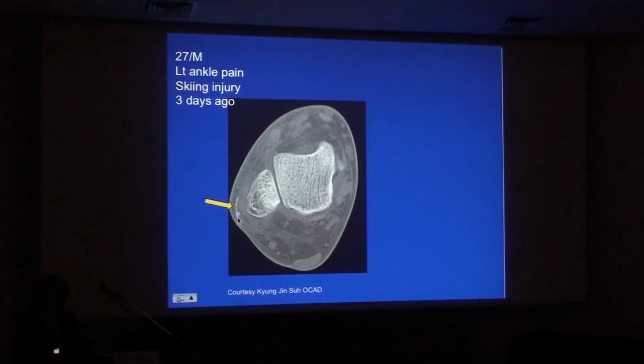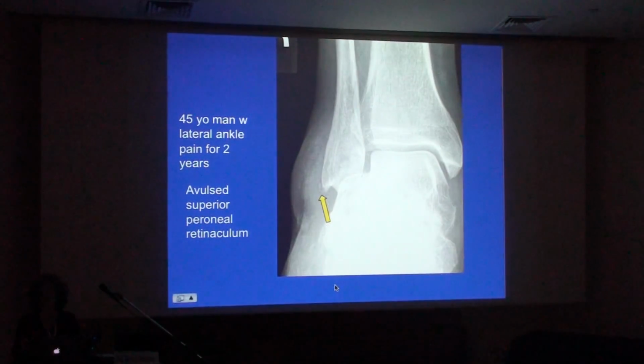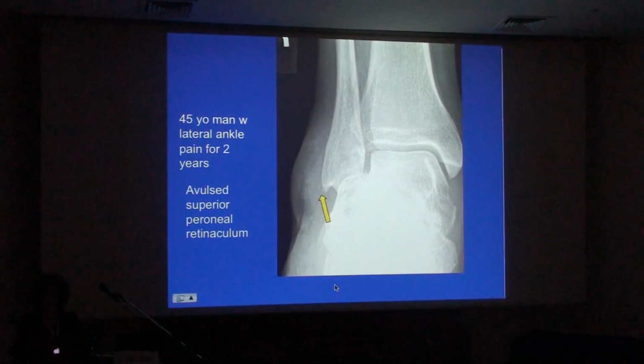And indeed, here it is, the fracture on the CAT scan, and here is the MRI, and we see dislocation of the peroneal tendons. Same thing by the way, when you see it medially. If you see a medial avulsion fracture, and I'm not going to be embarrassed, I don't have an example of it, but if you see an avulsion fracture medially, think about posterior tibial tendon dislocation.